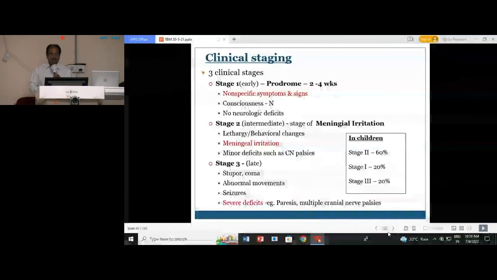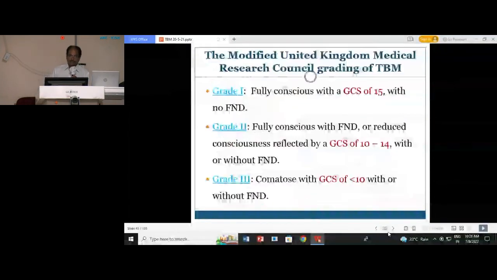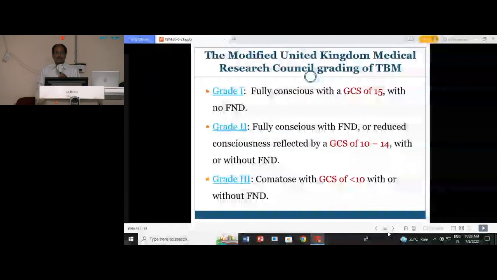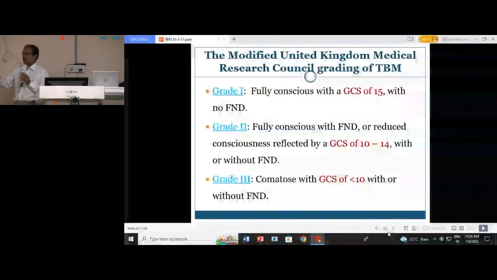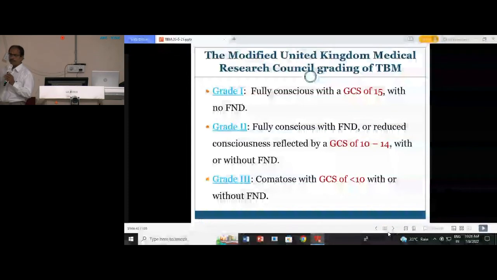Coming to the BMC staging, that is the Modified United Kingdom Medical Research Council grading of TBM. This grading depends on the GCS, Glasgow Coma Scale. You have eye opening, verbal response, and motor response. Eye opening: spontaneous, speech, pain, none. Verbal response: well oriented, confused, inappropriate, incomprehensible, none. Motor response: obeys commands, localizes pain, withdrawal to pain, flexion to pain, extension to pain.